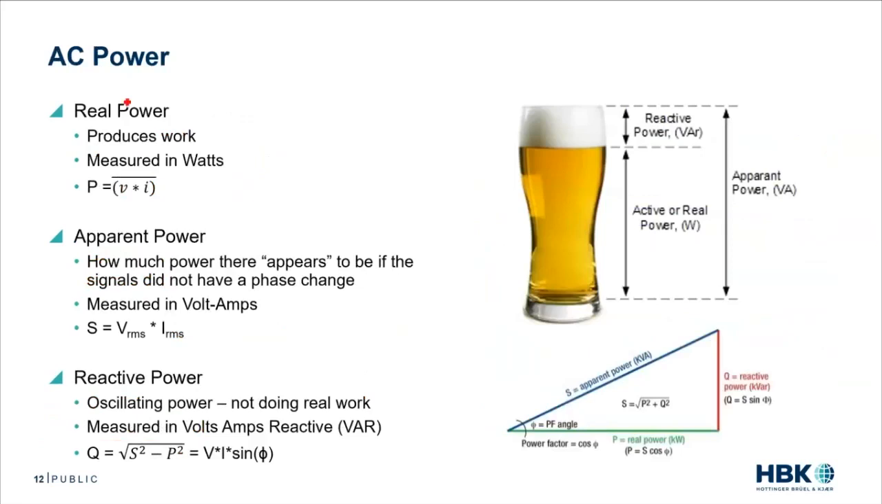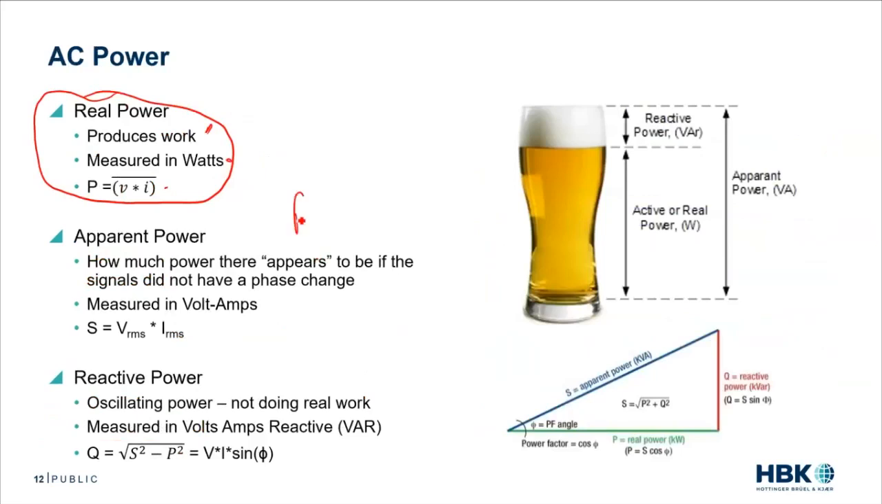So real power, this is the one we're all familiar with. This is heat. This is rotation at the wheels. This is torque. This is speed. Produces work, measured in watts. And power is the average of voltage times current over a time period. Simple enough.